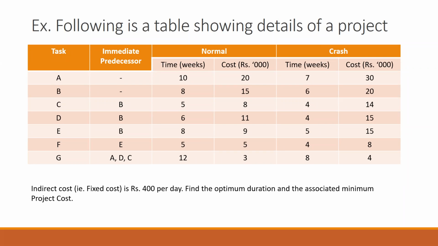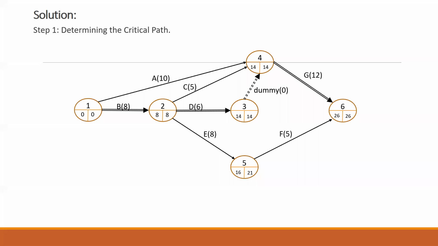Now I won't waste any time. Directly I'll show you the network diagram. So let us see the solution for this. As I said, the first step would be to find the critical path. Using the techniques which we have learned till now, use the forward pass and the backward pass and you get a network diagram like this.